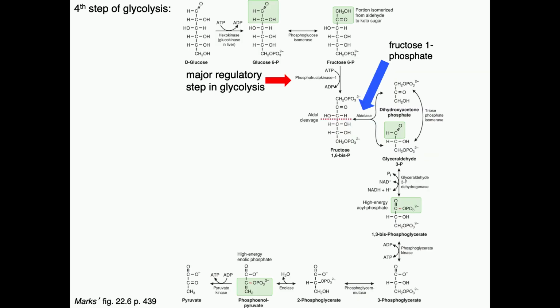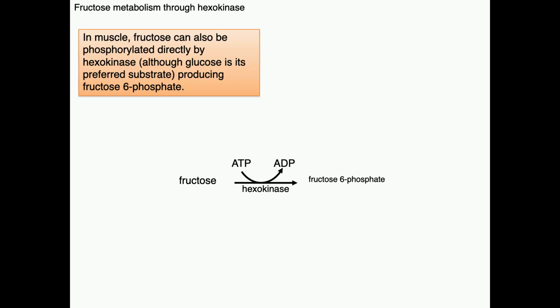But that's a good segue into the next thing I was going to mention. Fructokinase is the enzyme that has a low KM for fructose and can phosphorylate it very readily. Hexokinase, in addition to being able to use glucose, can also use fructose and generate fructose 6-phosphate. But hexokinase has a much lower KM for glucose than for fructose. So this route of metabolism is going to be slow compared to the liver route using fructokinase. Okay. Are there questions about fructose?